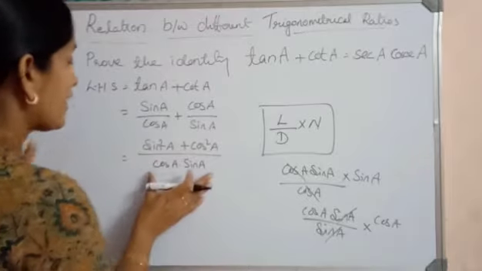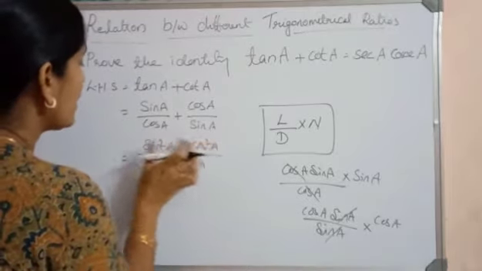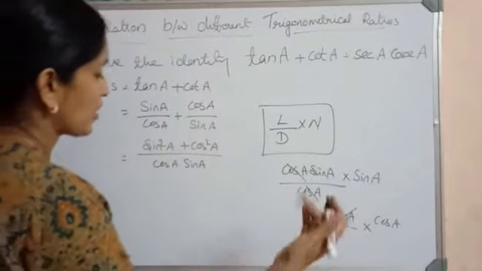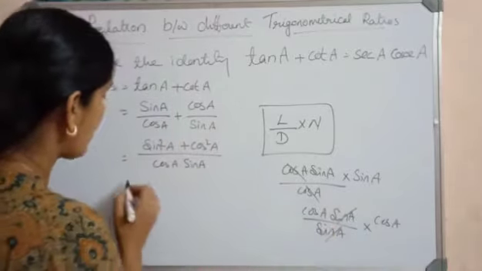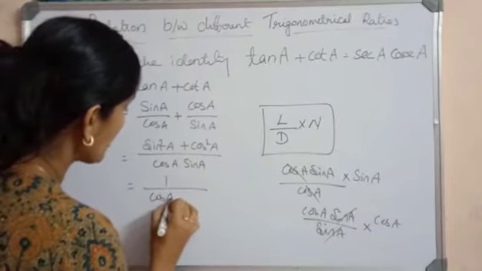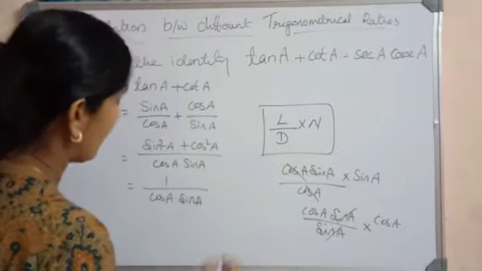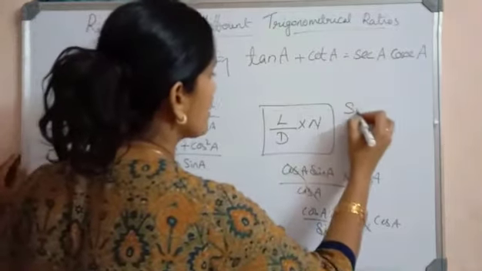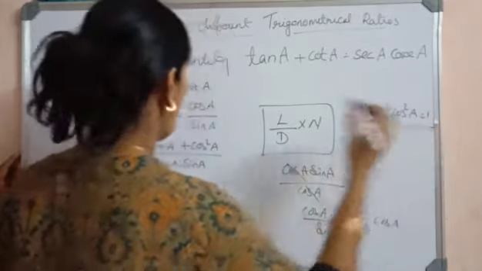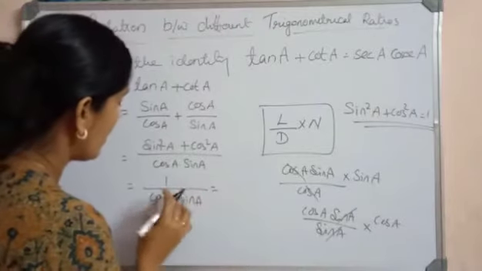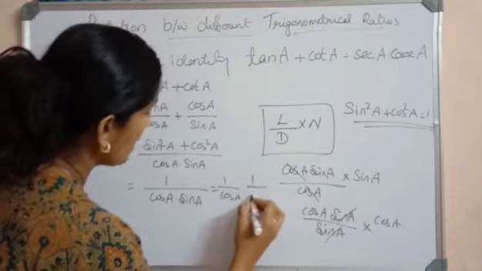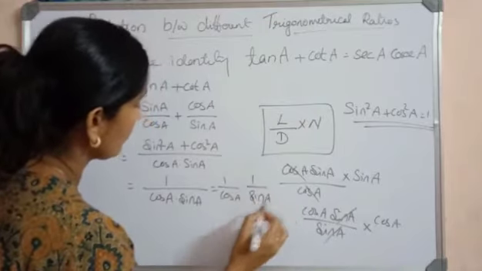So you have to take the LCM and find out the terms you are obtaining in each place. That is sin square A plus cos square A. And as per the square relation, we know that sin square A plus cos square A is 1. So we can write this as 1 by cos A into sin A. Now let's split and write this as 1 by cos A into 1 by sin A.